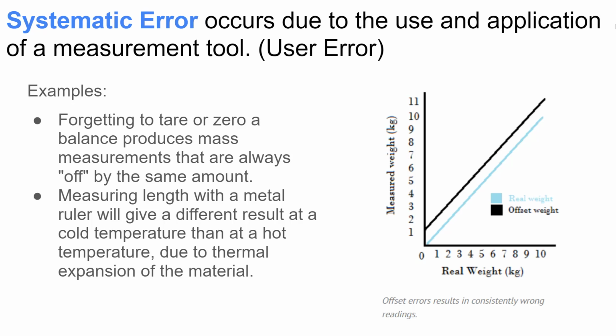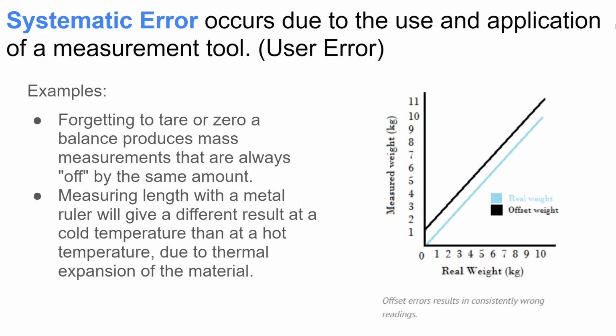Systematic error occurs due to the use and application of a measurement tool. This is often referred to as user error. This form of error is often hard to detect because you might think that you are doing your experiment well without knowing that you are using a tool incorrectly, or that the tool is not calibrated, or even that the method of your experiment is set up poorly. There is often no way to know that there is an error actually made.